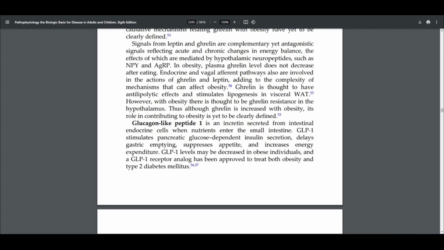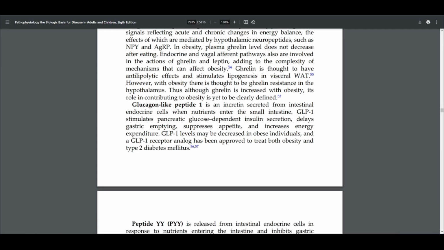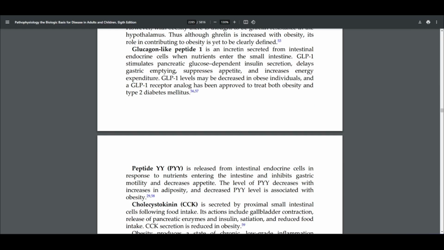Ghrelin is thought to have an anti-lipolytic effect and stimulates lipogenesis in visceral fat. However, with obesity, there is thought to be ghrelin resistance in the hypothalamus. Thus, although ghrelin is increased with obesity, its role in contributing to obesity is yet to be clearly defined.